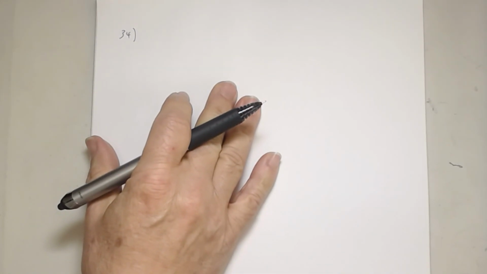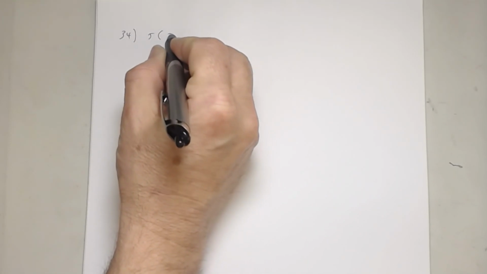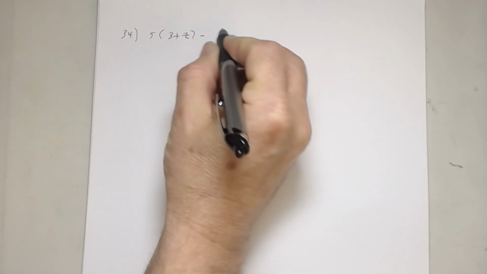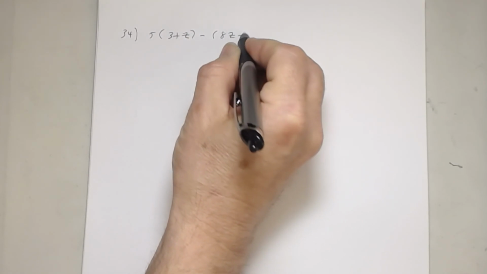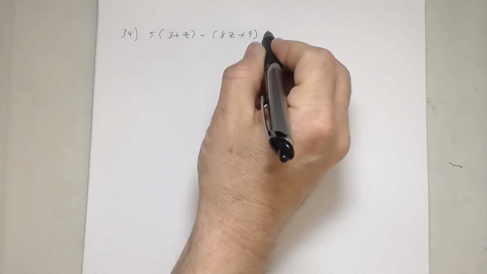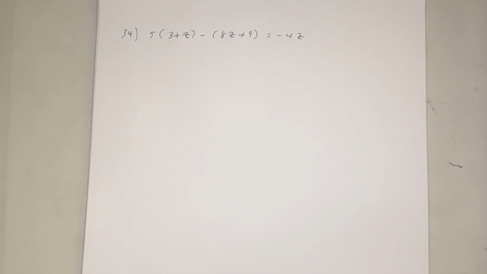Okay, 34. You have 5 times (3 plus z), subtract (8z plus 9), equal to negative 4z. All right, but some of you at this point need to write those problems again and do them without looking at the notes. What's the first step you're going to do here?